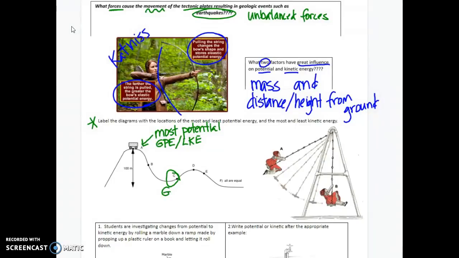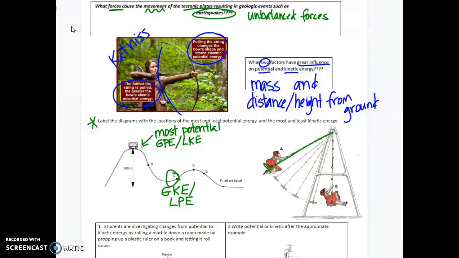And then you go down the track. Of course, where are you going to be going the fastest? You're going to be going the fastest at the bottom of the hill, which is C. That's going to be the best place to have the most speed, most kinetic energy, and obviously the least potential because that's actually almost on the ground.